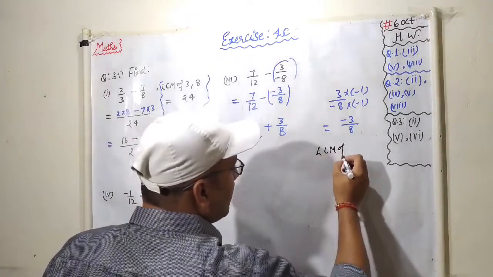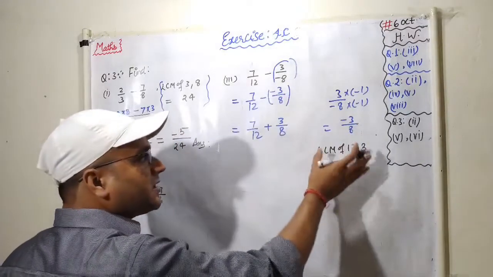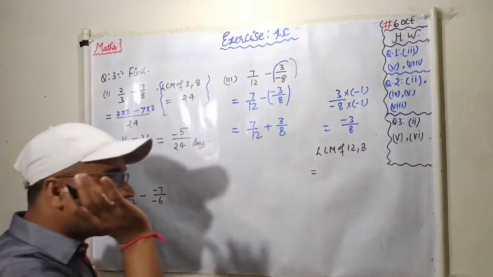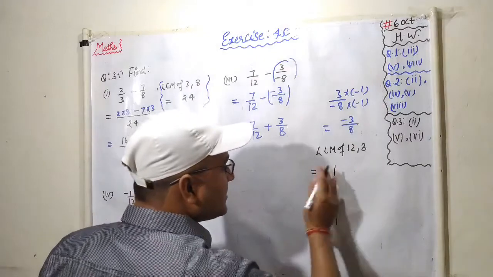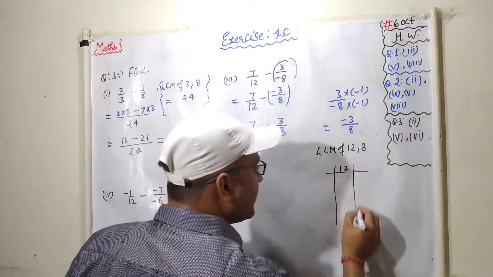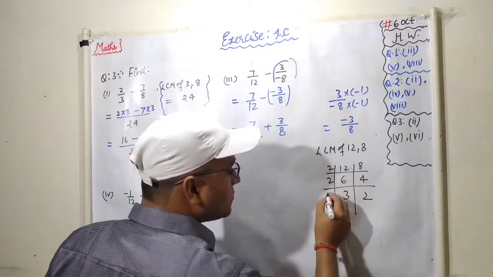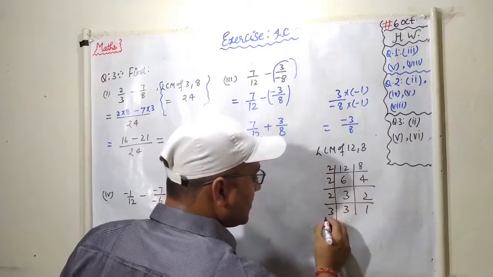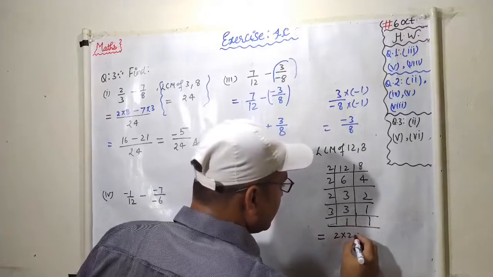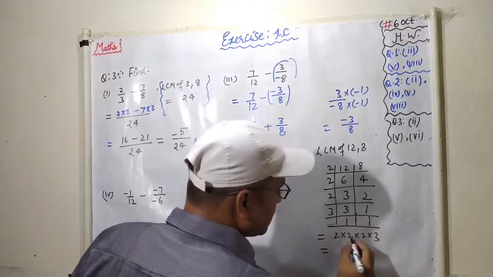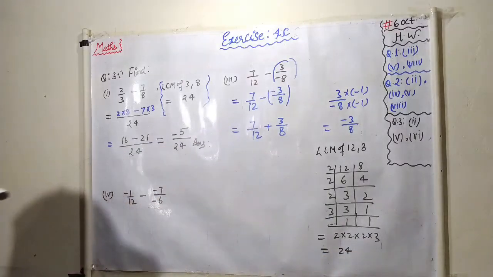LCM of 12 and 8. All those things you will do in your copy, on the right side of your copy, no need to write in a rough or any other page. So the LCM of 12 and 8: start with 2, 6, 4, again with 2, 3, 2, 3, 1, then 3, 1 and 1. Students, the LCM is 2 into 2 into 2 into 3. 2 2s are 4, 4 2s are 8, 8 3s are 24. Your LCM is 24.